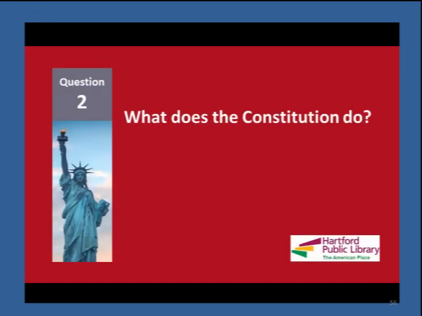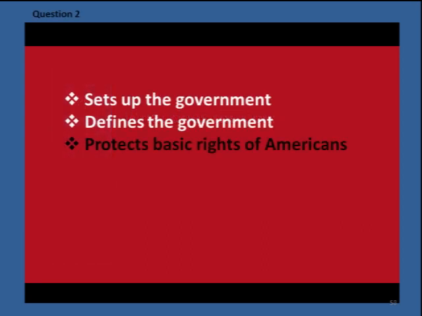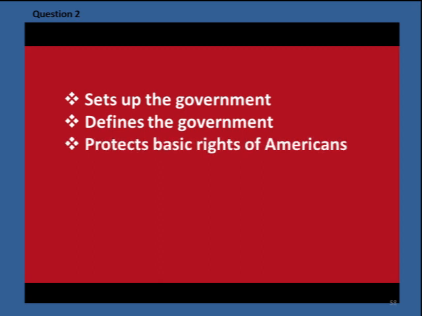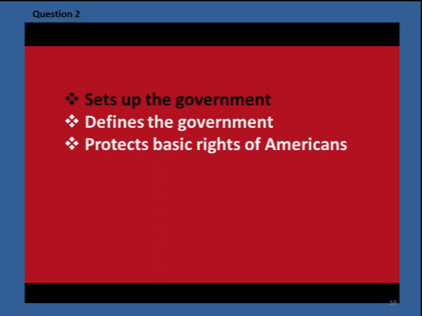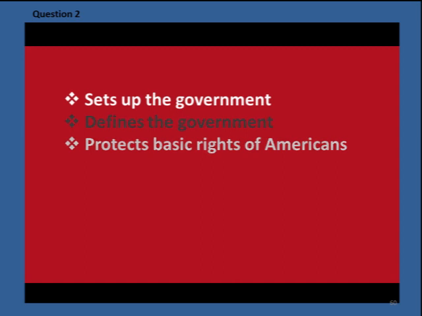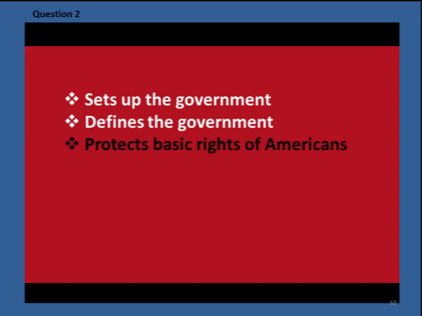Question 2. What does the Constitution do? Protects basic rights of Americans. The Constitution sets up the government, defines the government, and protects basic rights of Americans.